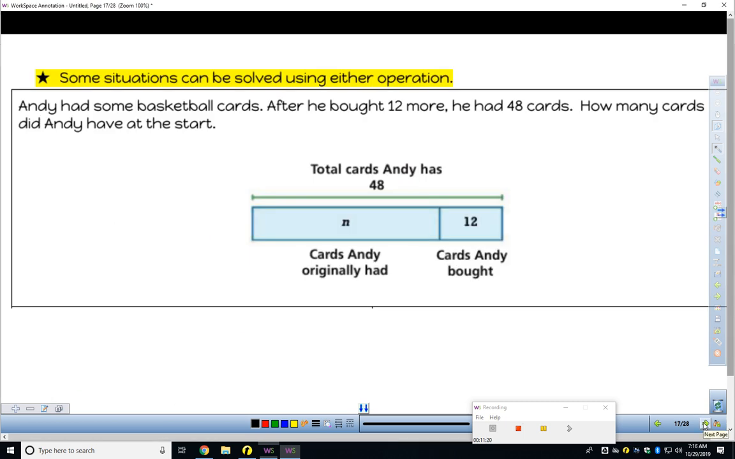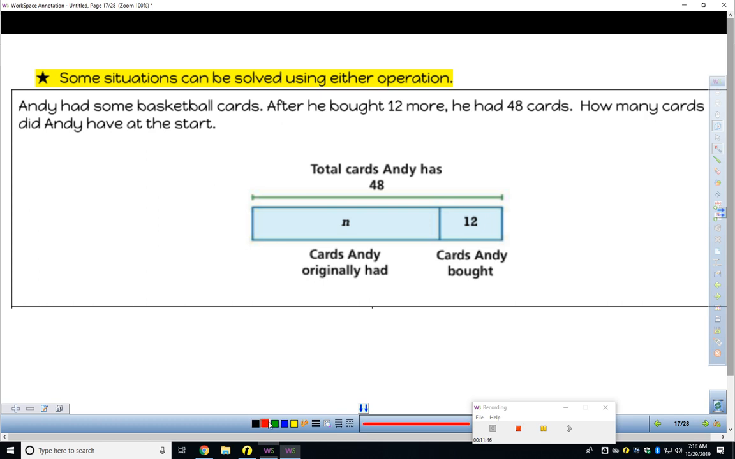And then some situations can be solved using either operation. So we're going to just look really quickly here at one. I'm not going to show you how to solve it. You can solve it if you prefer. I just want you to be aware that you could technically write some situations using addition or subtraction. So Andy had some cards. After he bought 12 more, he had 48. So how many cards did he have at the start?